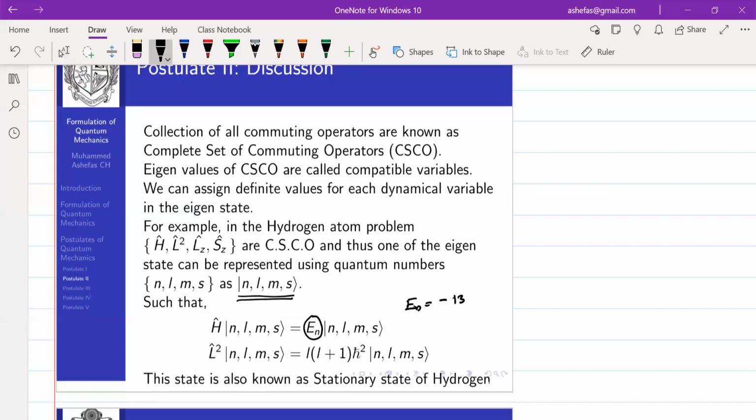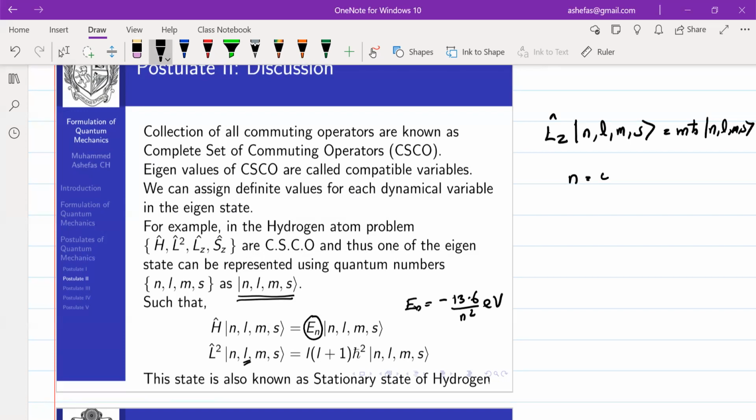This E_n is nothing but the eigenvalue of the Hamiltonian, called the energy eigenvalue, and for the hydrogen atom problem it is minus 13.6 by n square electron volt. And L square acting on n, l, m, s, where this l corresponds to the eigenvalue of L square, would give l into l plus 1 h cross square times n, l, m, s. And Lz acting on n, l, m, s would give m h cross times n, l, m, s. So there is a certain connection between l and m.